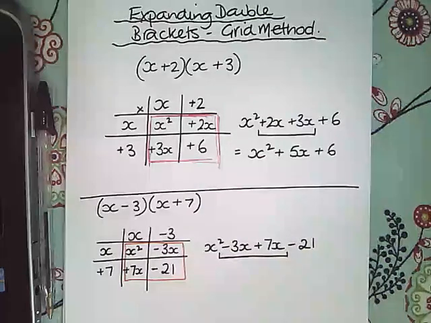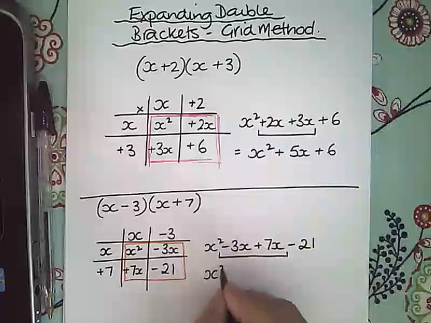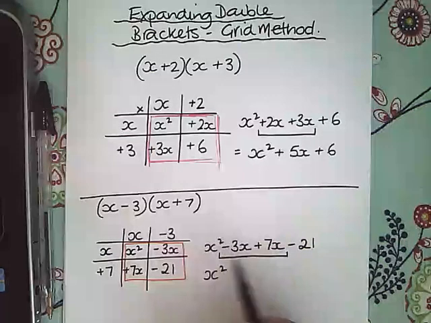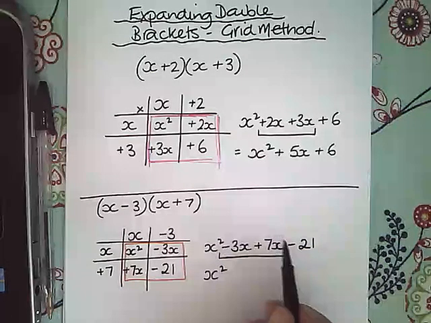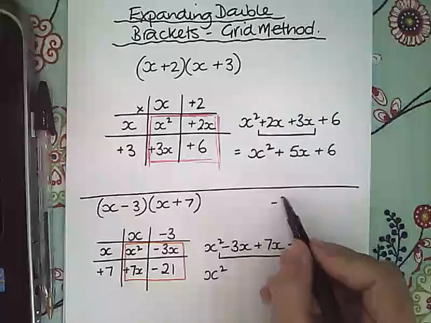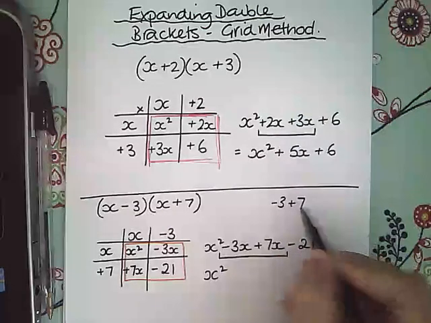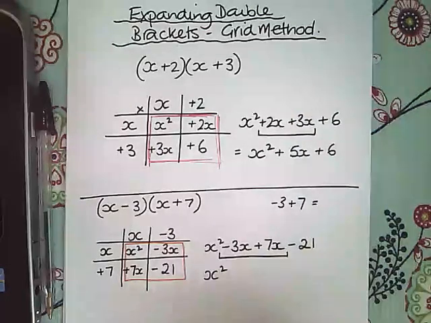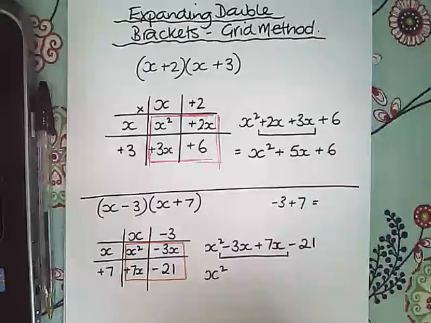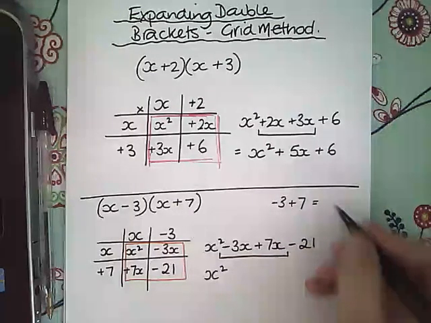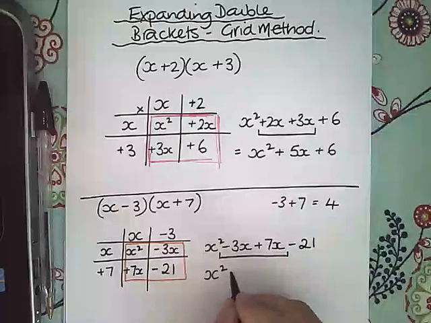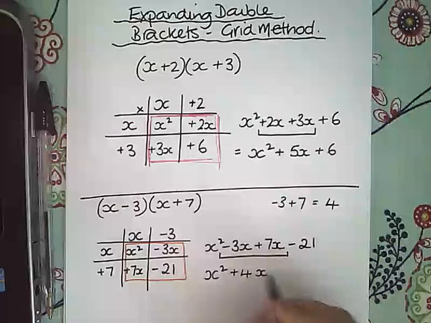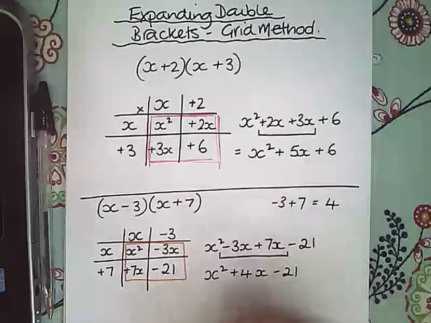So the x squared stays the same, and then we've got minus 3x add 7x. This is like minus 3 add 7. So if the temperature started off at minus 3 and it went up by 7 degrees, then you would end up at positive 4. So we've got positive 4x and then the minus 21 on its own.